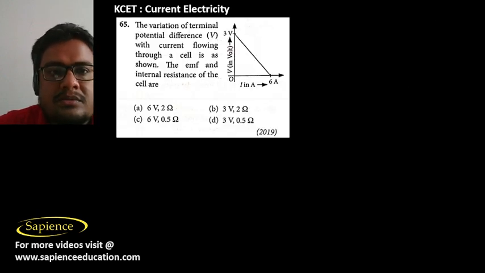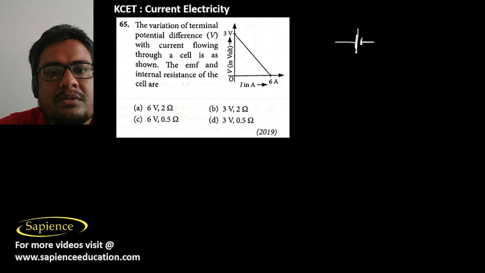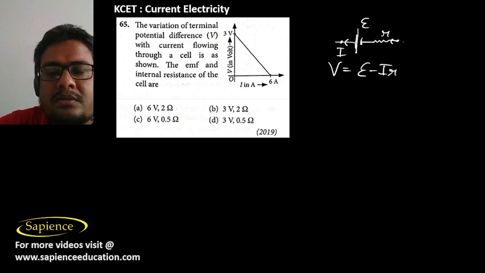Question number 65. It is told the variation of terminal potential difference V with current flowing in a cell is as shown. The EMF and the internal resistance of the cell are? The cell has internal resistance R and EMF E. Current is flowing through the cell, so the terminal potential difference will be E minus IR.